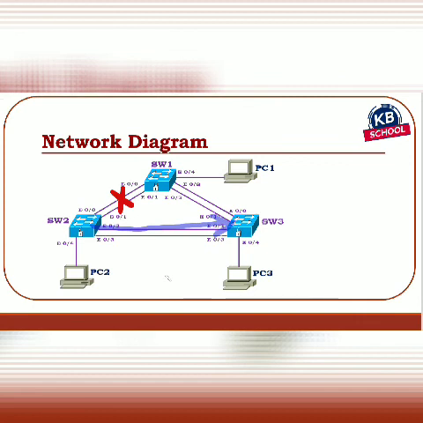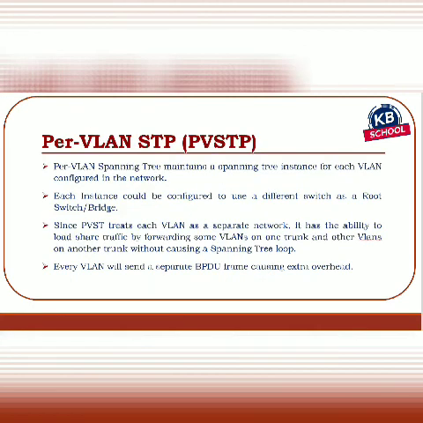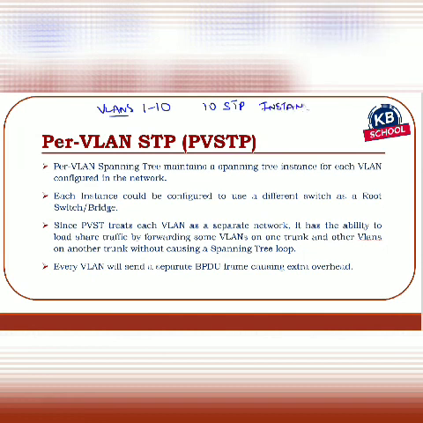Now that's where they decided to come up with another type of STP, that is IEEE, which was called per VLAN STP. As the name suggests, every VLAN would have its own instance of STP. So in my case, where I had 10 VLANs, I would have 10 STP instances. That means I could potentially have 10 devices acting as the root switches. All right. I would have 10 BPDUs sent. For each VLAN, I would have a separate BPDU sent.